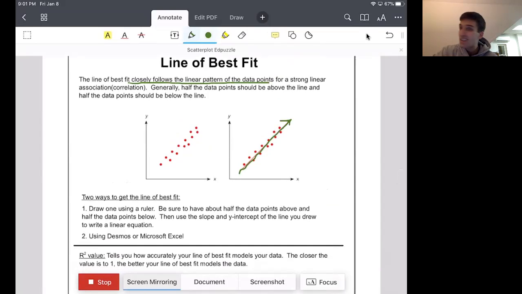It does not connect the points necessarily. It might, if you have a really, really good association, it might connect them, but it doesn't have to.